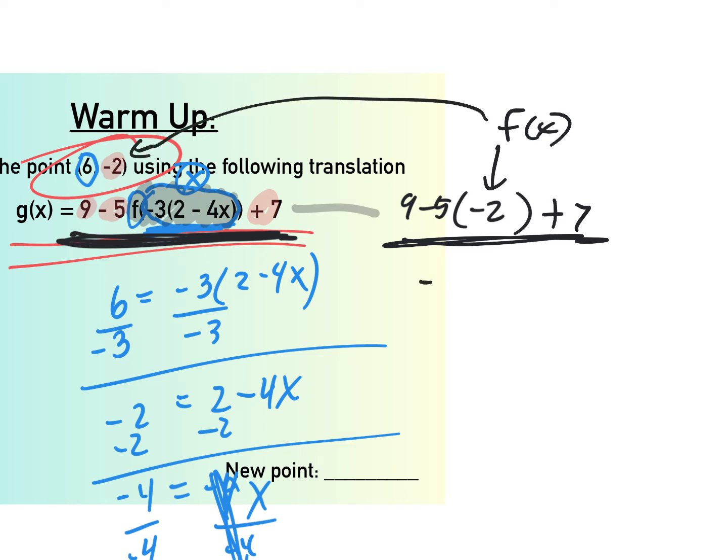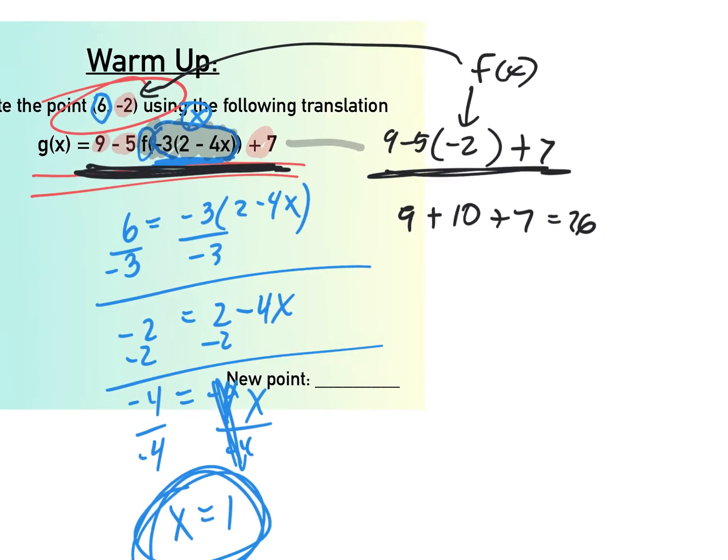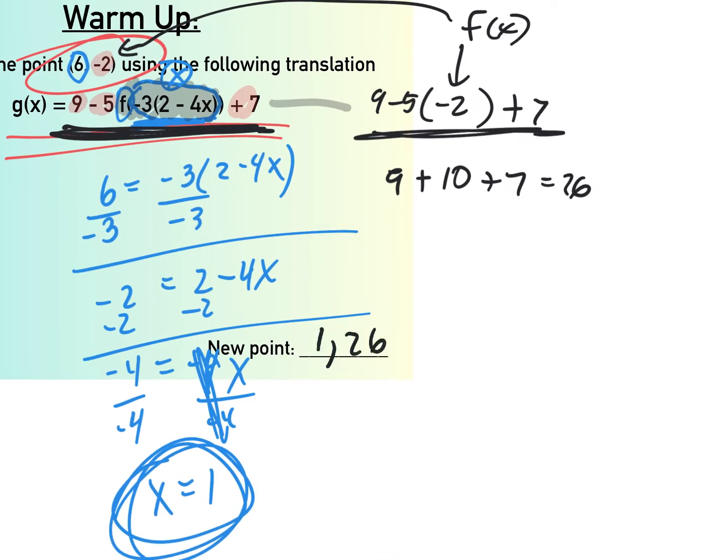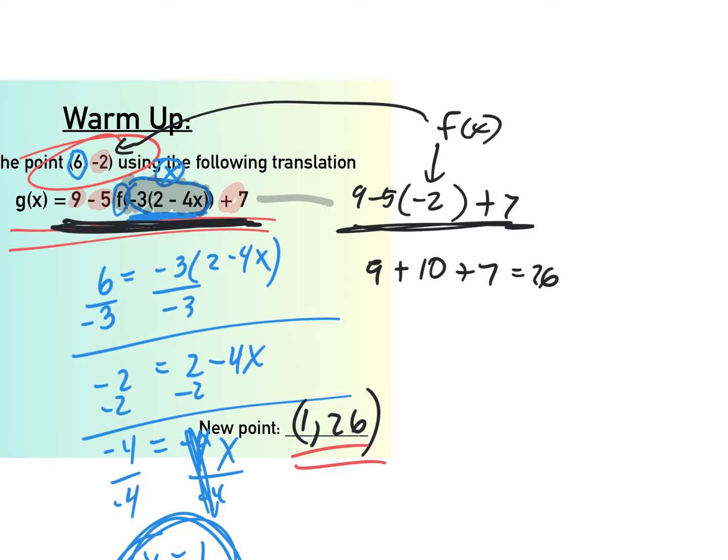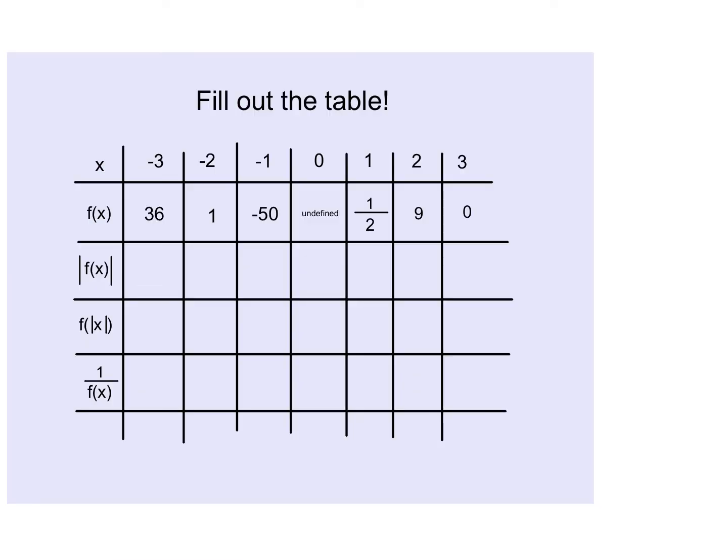Okay, so now I got 9 plus 5 times 2 is 10, plus 7 is 19, plus 7, which is 26. Who had 26? Nice. Then I got (1, 26). If you think I'm wrong, please say something, because I could have made a mistake. And you've seen it before, so. All right, cool. Then you will hopefully update on that kind.